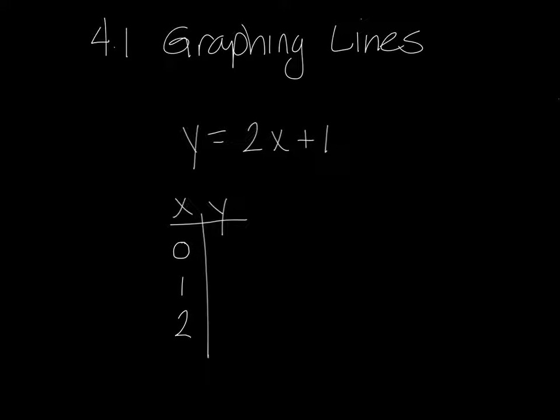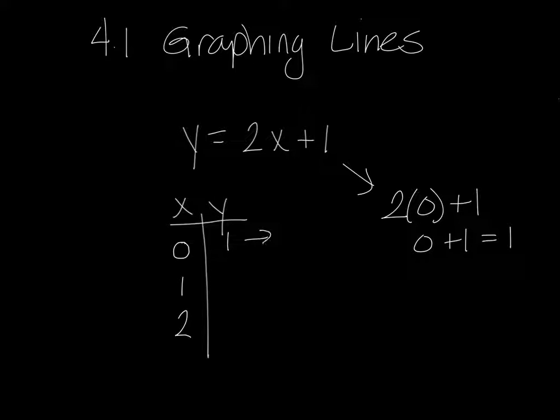And so I'm going to start with 0. So what I do is I take this and I plug it in. So I've got 2 times 0 plus 1. And 2 times 0 is 0, plus 1. That gives me 1. So that means I need to put 1 in my table. And this means that I have the point (0, 1) that I'm going to graph. We're going to do this for all 3.